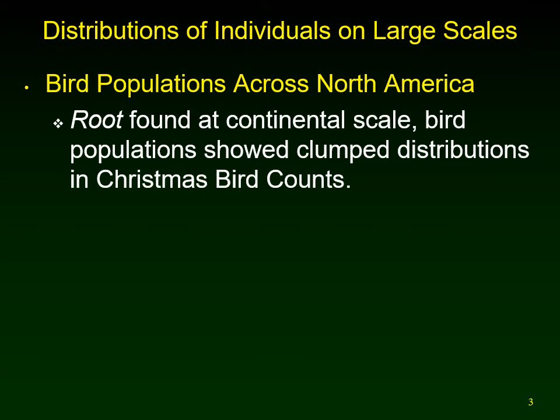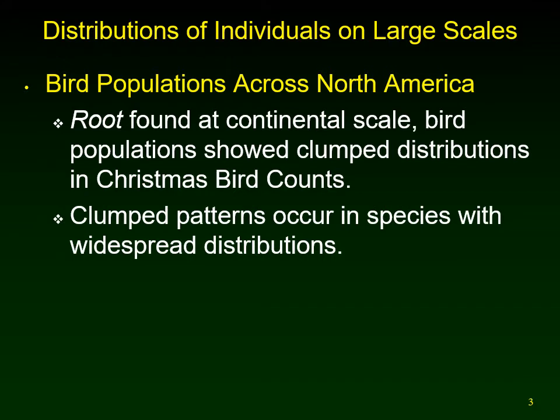To start with, Terry Root mapped out the patterns of bird abundance across North America from the Christmas bird count data, and he found that on a continental scale, the bird populations showed clump distributions. So clump patterns occurred in species with widespread distributions, and he looked at a series of maps for 346 species at a continental scale and found clumped patterns for them.